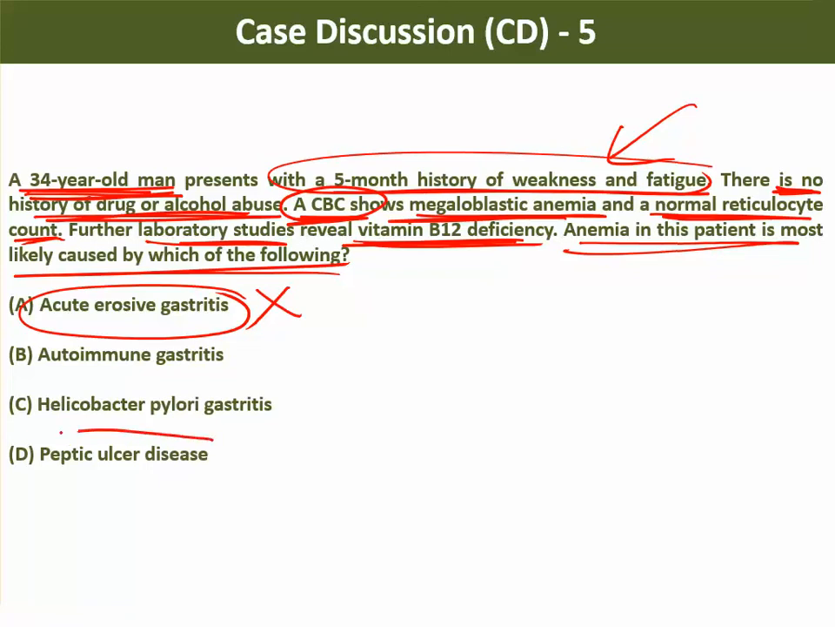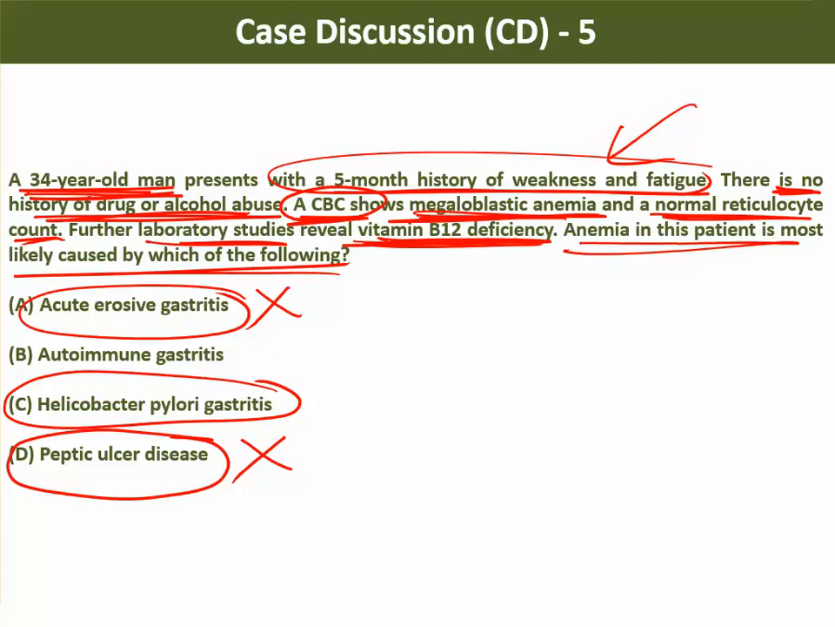Coming to peptic ulcer disease, it will not produce vitamin B12 deficiency or megaloblastic anemia. Next is Helicobacter pylori gastritis. Again, it will not produce vitamin B12 deficiency or megaloblastic anemia. So now the pathology directly points to autoimmune gastritis.